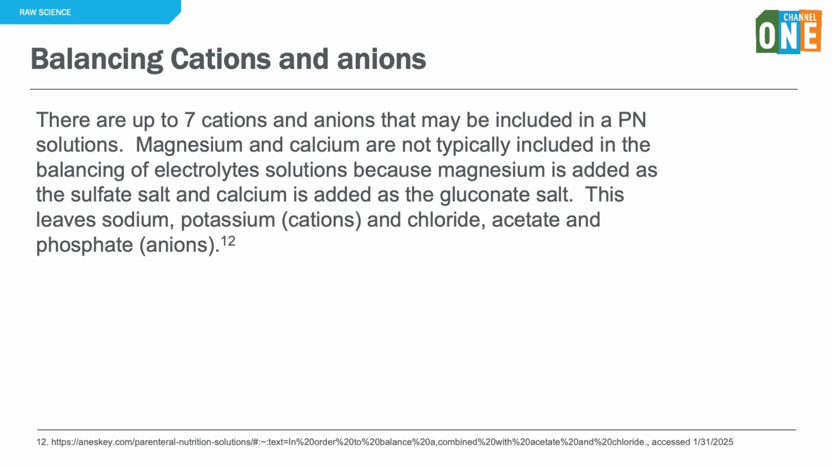we need to balance the electrolytes, or convert the cations and anions to salts. There are up to 7 cations and anions that may be included in parenteral nutrition solutions. Magnesium and calcium are not included in balancing of the electrolyte solution because magnesium is usually added as magnesium sulfate and calcium is usually added as calcium gluconate. This leaves sodium and potassium as the cations and chloride, acetate, and phosphate as the anions.